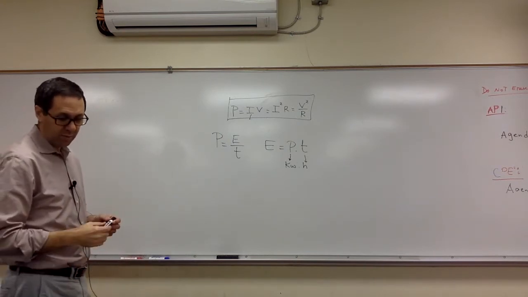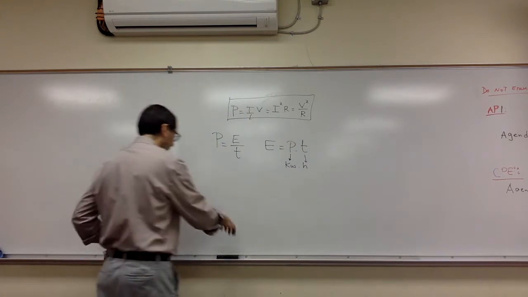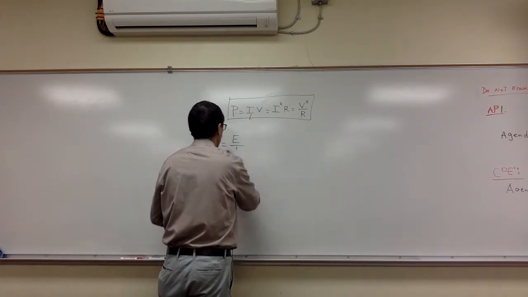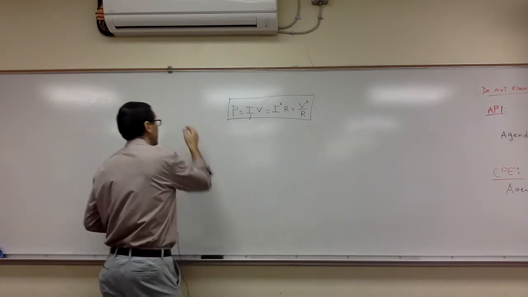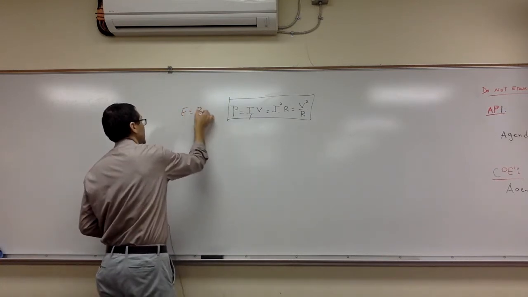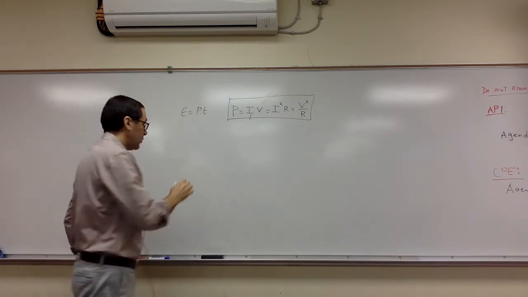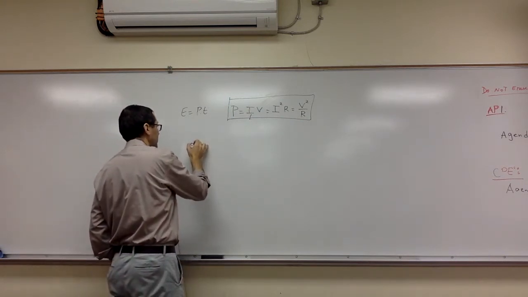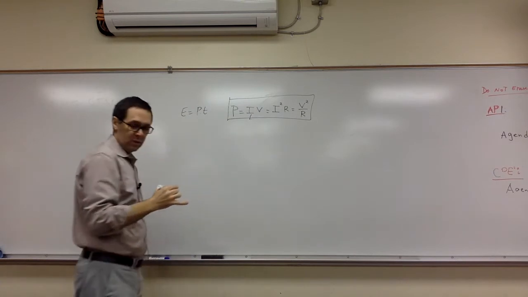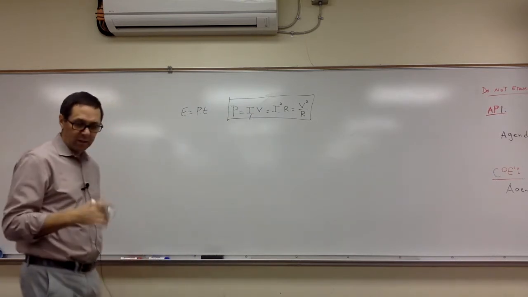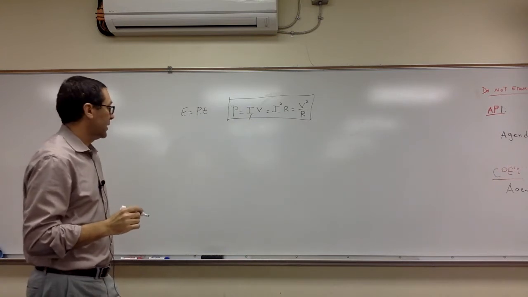And we're going to do an example to show how to calculate the cost of electricity. So I'm going to keep that over here too. E is PT, or P equals E over T. Now, the brightness of a light bulb has to do with power. So a 100 watt light bulb is brighter than a 60 watt light bulb.